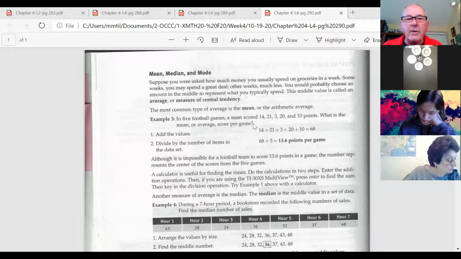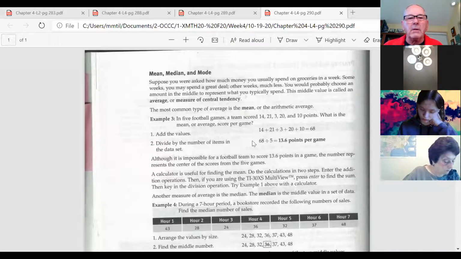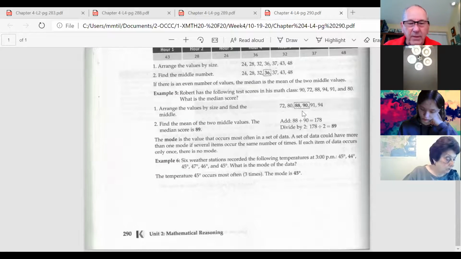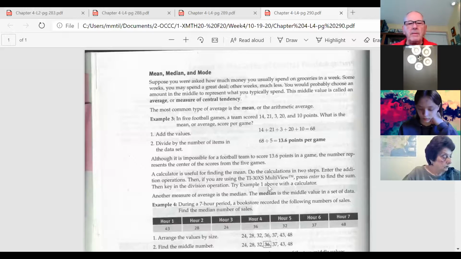Okay. Next section: mean, median, and mode. I'm on the right page, 290. Just let me back up here. I don't know why I'm struggling this morning with everything. I guess that is the right page. Okay, so mean, median, and mode.